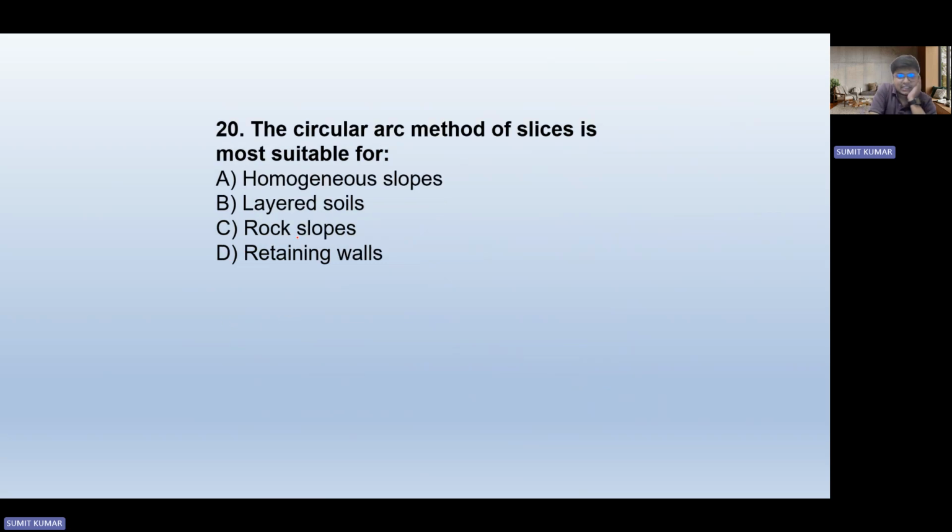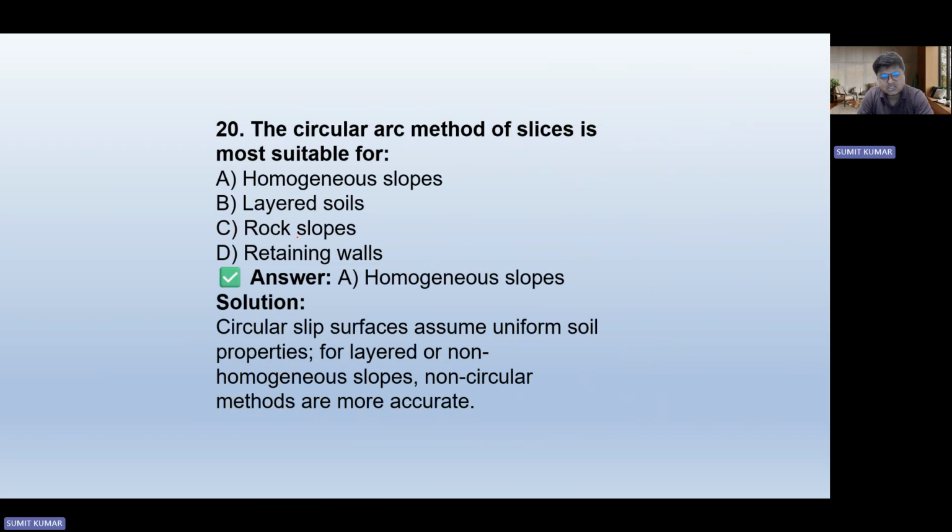Now the next point: the circular arc method of slices is most suitable for homogeneous slopes, layered soils, rock slopes, or retaining walls. So this is most suitable for option A, the homogeneous slopes, because the critical slip surface assumes uniform soil properties, unlike the layered or non-homogeneous slope.